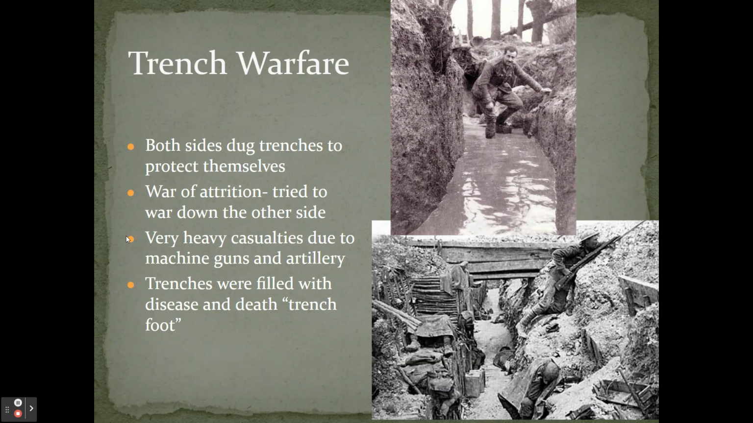What they would do is one side would be in its trench. They would bomb the other side's trench, kind of soften them up, kind of lessen their power for a while. And then once they felt like they had done that sufficiently, they would send their soldiers out across the middle. The middle part between the trenches was called no man's land. And they would send their soldiers out to attack the other side's trench.